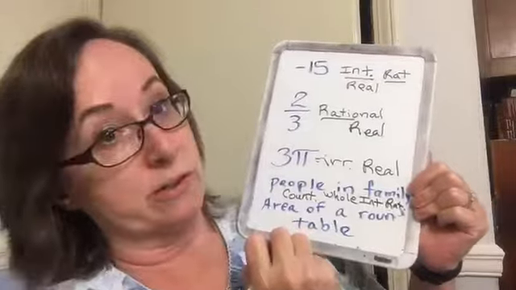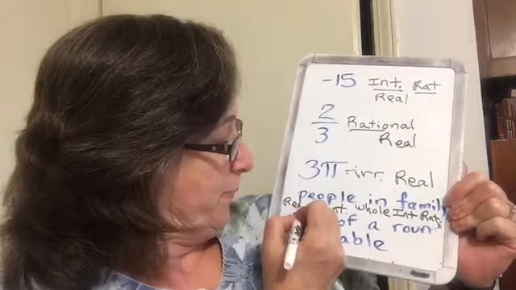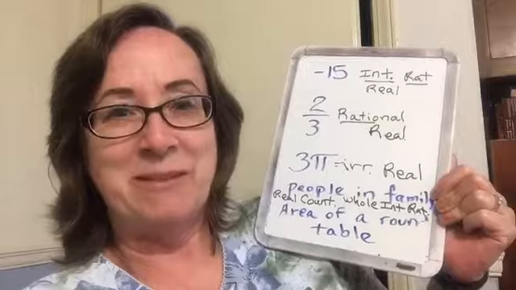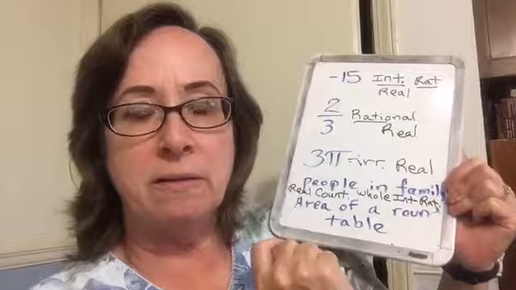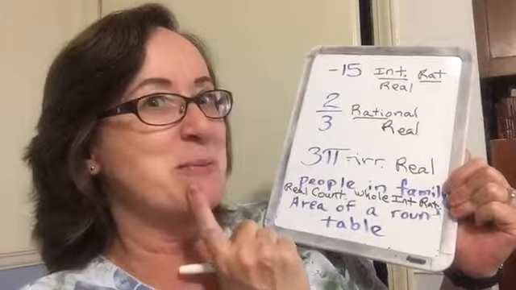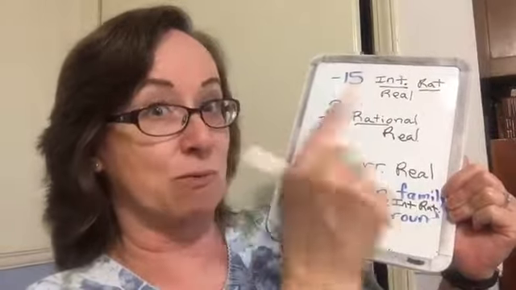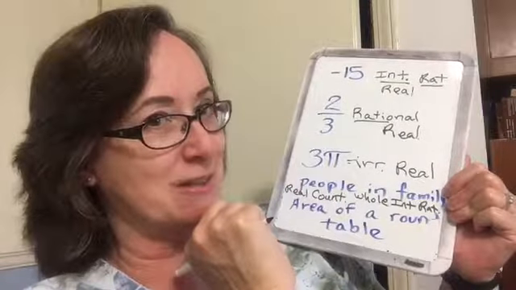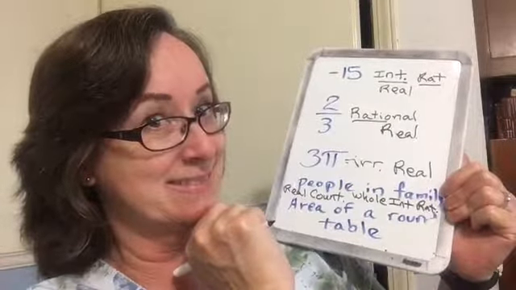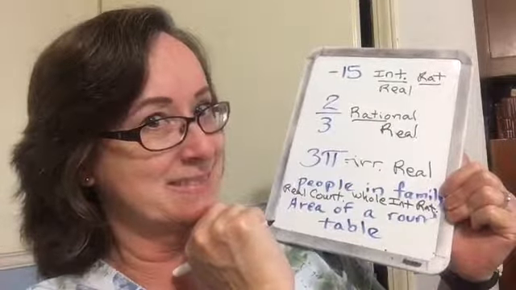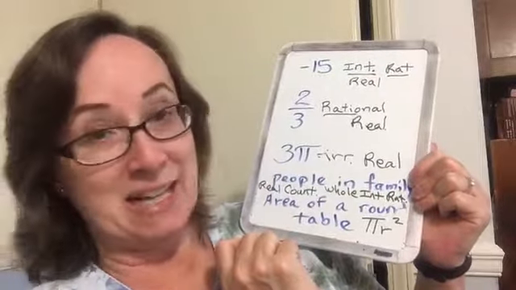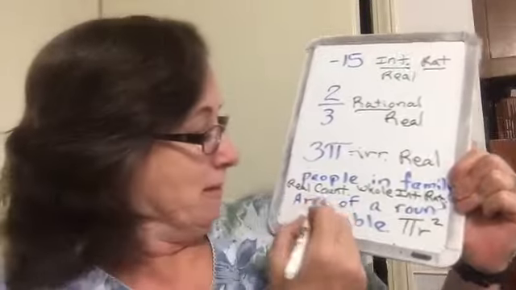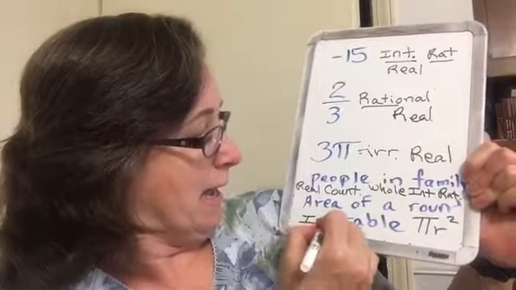And, of course, it is a real number. Trying to squeeze a little abbreviation in each one of those. The area of a round table. What do we know about the area of a circle? A circle is round, and the area of a circle is, do you remember? Pi r squared. Pi radius squared. Since it includes a pi in it, it's going to be irrational, but also real. Okay, so irrational and real.